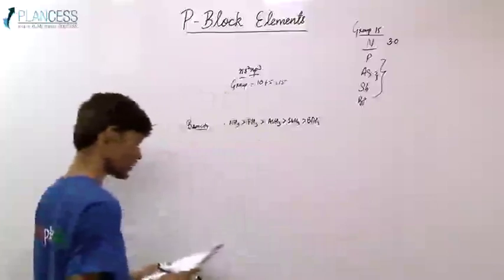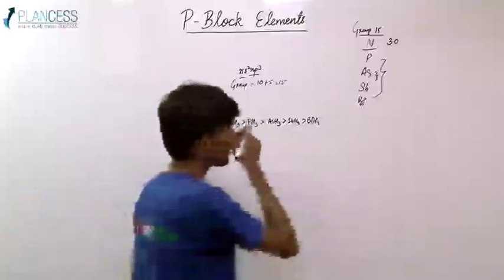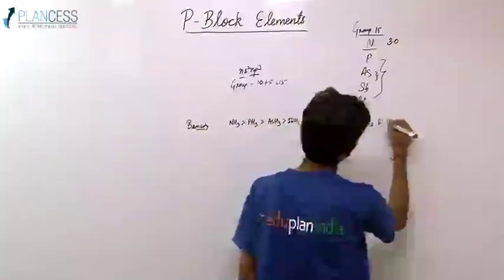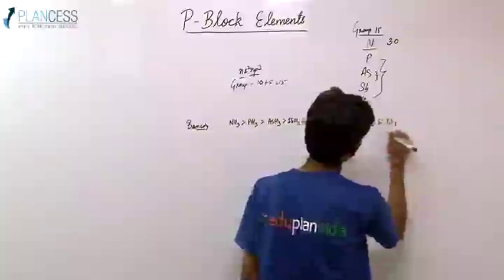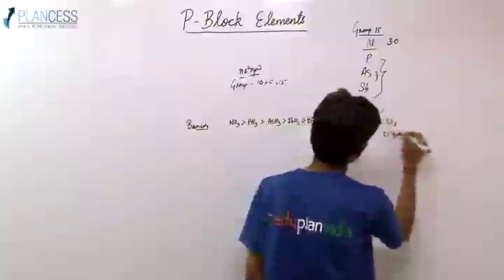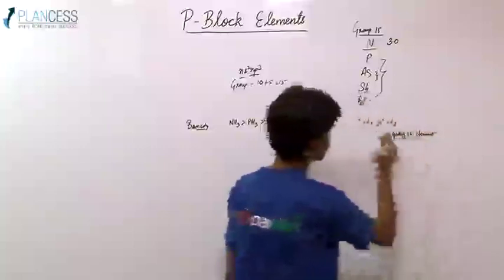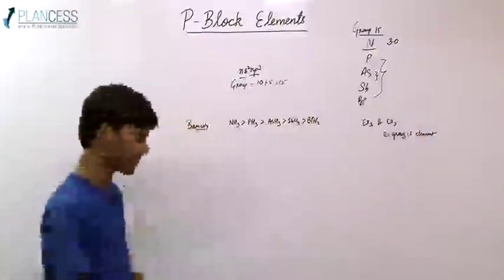Now talking about reactivity towards halogens, the group forms EX5 and EX3 types of halides, where E is a group 15 element. EX3 and EX5 are the two types formed by the nitrogen family.